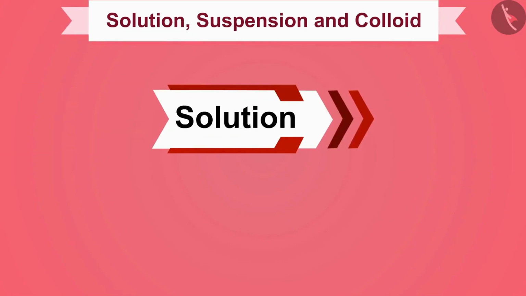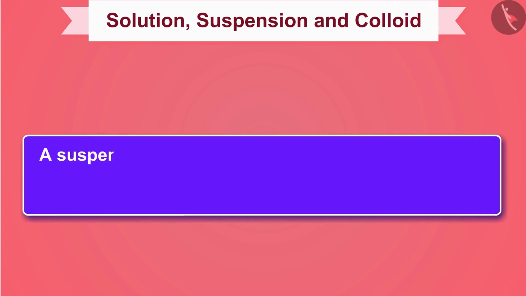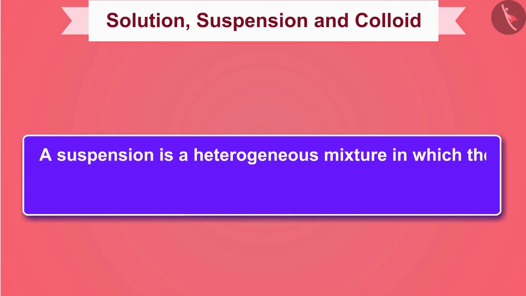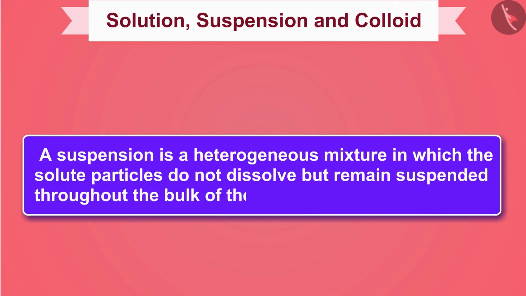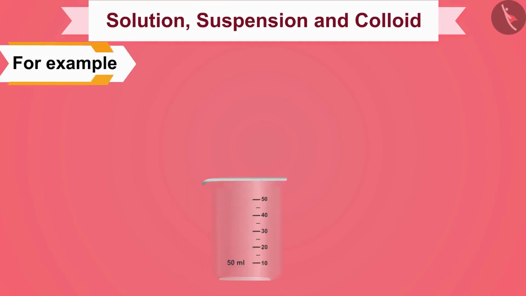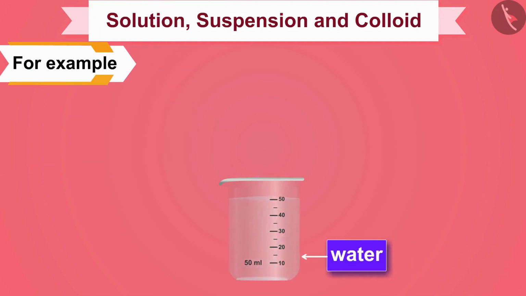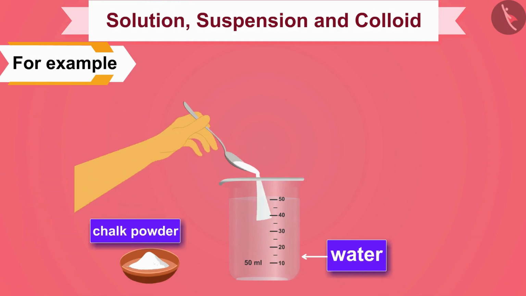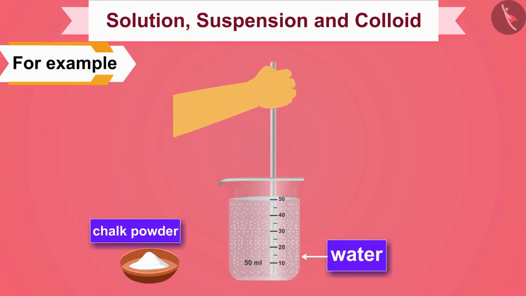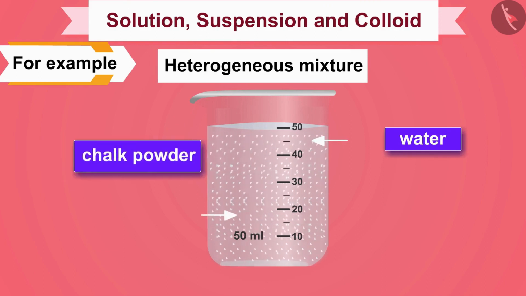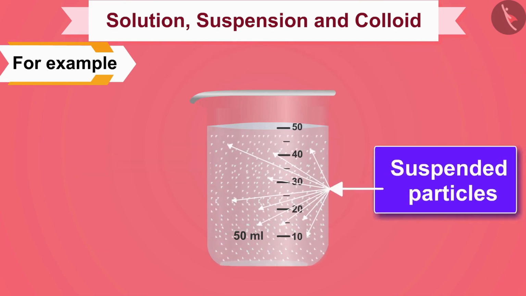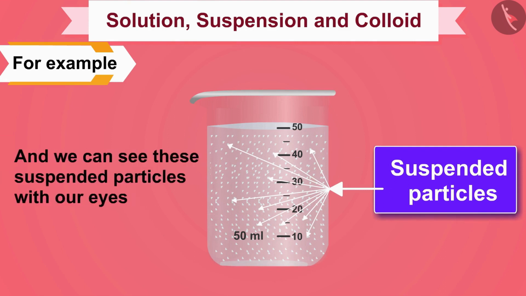Friends, now that we have learned about solutions, let us learn about suspension. A suspension is a heterogeneous mixture in which the solute particles do not dissolve but remain suspended throughout the bulk of the medium. For example, take 50 ml of water in a beaker and add 1 teaspoon of chalk powder, mixing with the help of a glass rod. What do you see? This is a heterogeneous mixture in which the solute does not dissolve but remains suspended throughout, and we can see these suspended particles with our eyes.